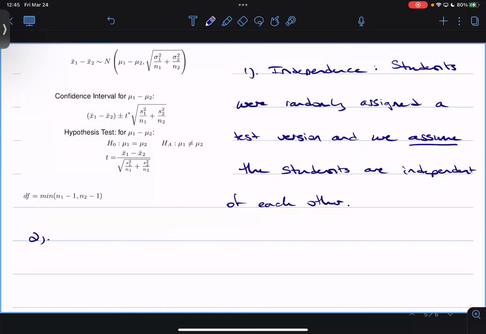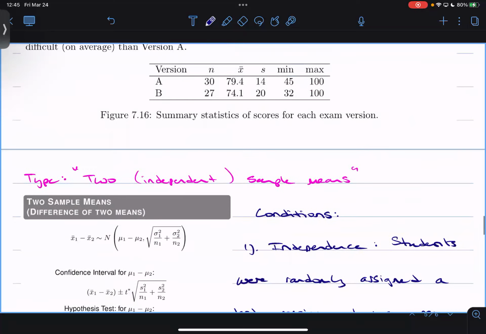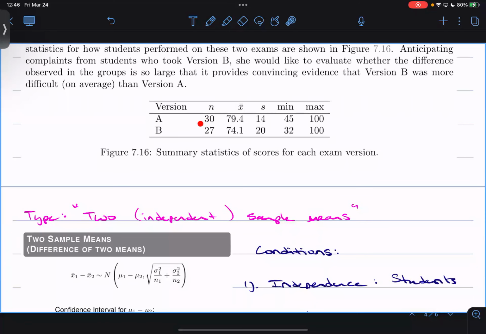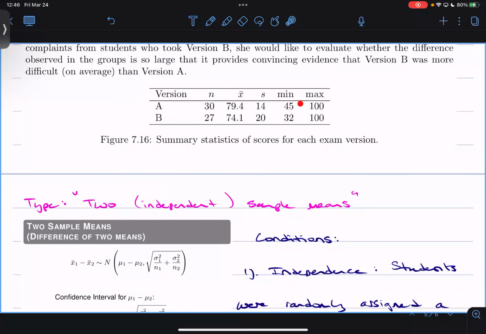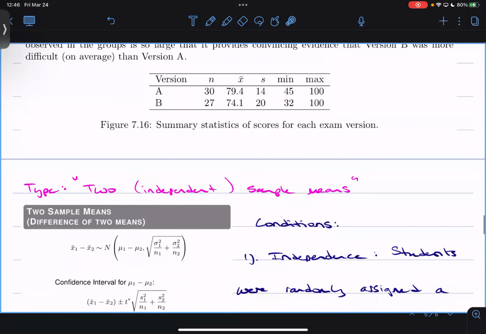The second condition is normality, just as before, but we have to check it for both samples. So normality, we were told that the sample size of version A is 30, so just at the cusp, and version B is 27. We also have the minimum and the maximum, so we can go ahead and check for outliers on either end. Oh boy. All right, here we go. I'm gonna grab all this information.